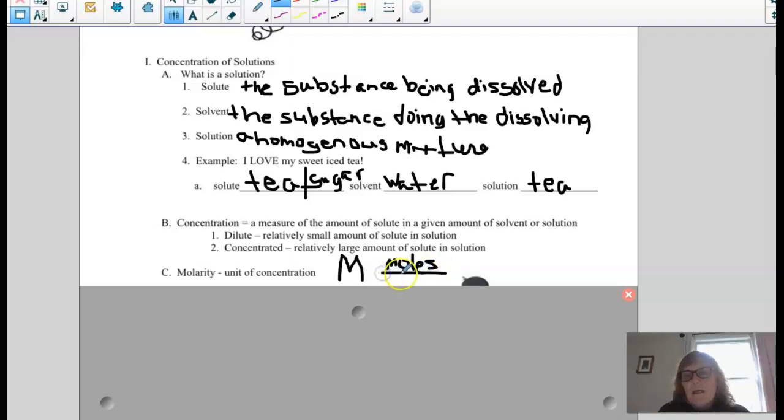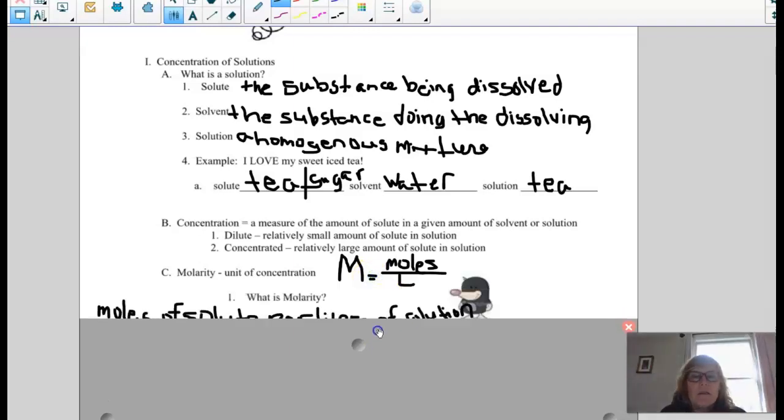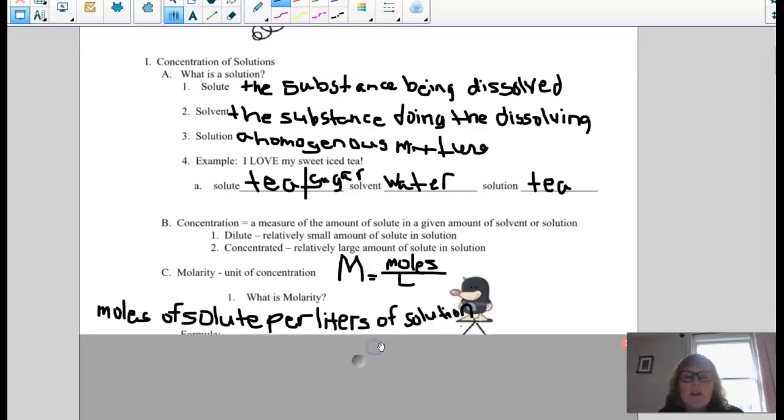It has to be over liters. Some of the problems you get will be in milliliters, so you always have to convert to liters. So what is molarity? Moles of solute per liters of solution. When we're talking about the moles, we're just talking about your moles of solute, what you're actually dissolving. So when you do your Kool-Aid lab or your sugar lab, your solute will be what is being dissolved.